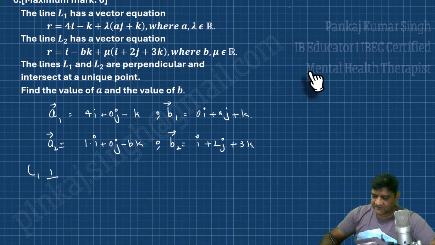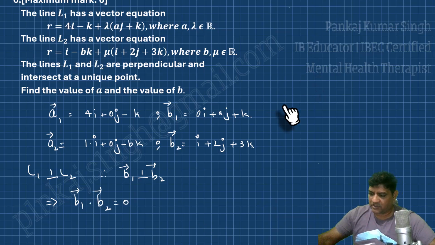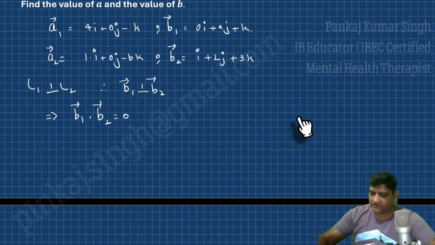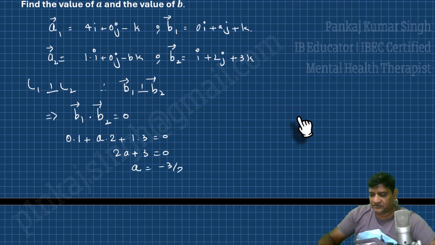So L1 is perpendicular to L2, therefore b1 vector is perpendicular to b2 vector, and that would simply mean that b1 vector dot b2 vector is going to be 0. I hope you all know how to do the dot product. The dot product is simply going to be 0 times 1 plus a times 2 plus 1 times 3 equal to 0. That will give me 2a plus 3 equal to 0, which means the a value is minus 3 by 2.